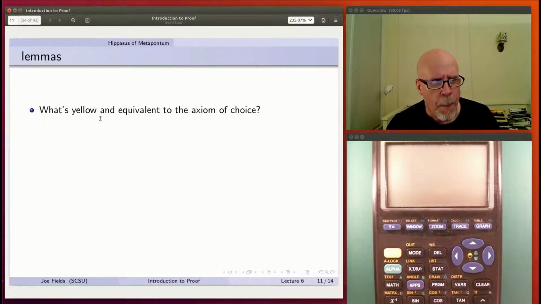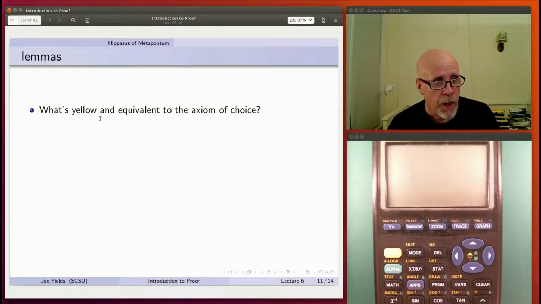Another element, I guess, of the argument we're going to see is that it's got a clean little piece of a sub-argument that we're going to need to deal with separately. And such little chunks of a proof that can be separated out and dealt with separately are often called lemmas.